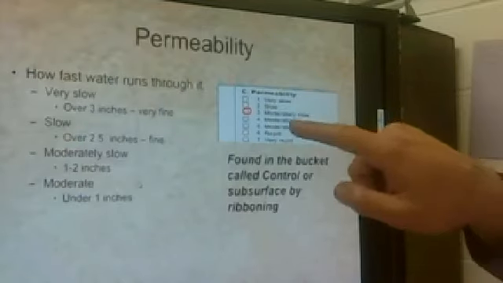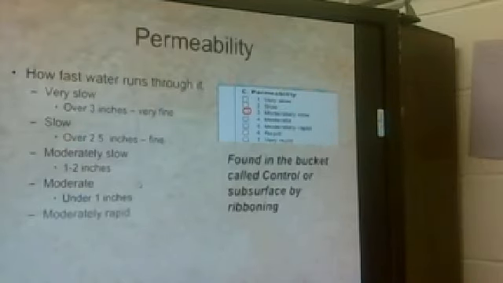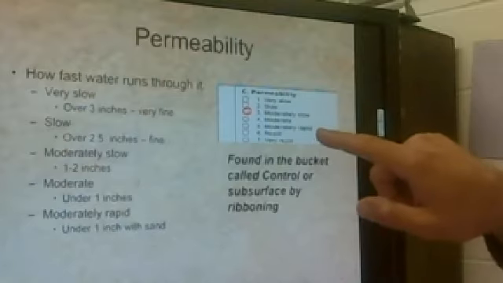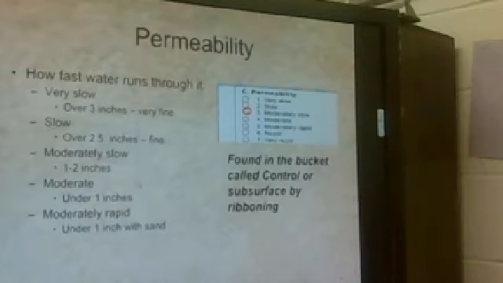Moderate is under 1 inch. Moderately rapid is under 1 inch with some sand. Rapid is no ribbon, so it's just a bunch of sand. And then very rapid is no ribbon with gravel. This was permeability.